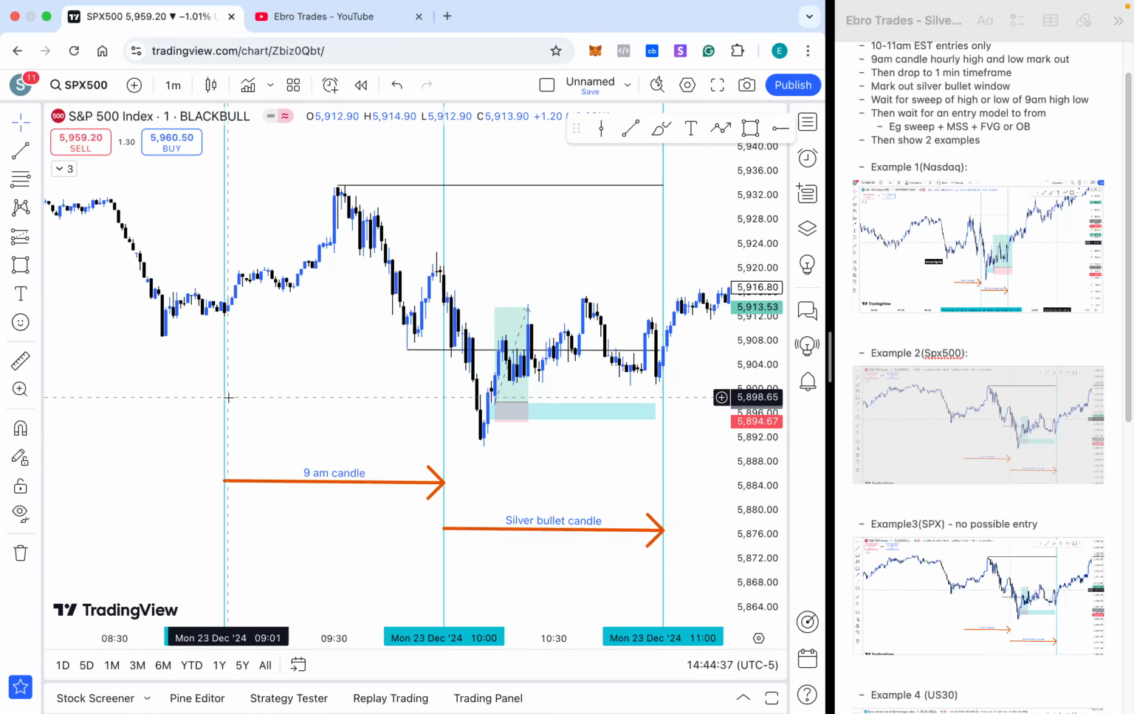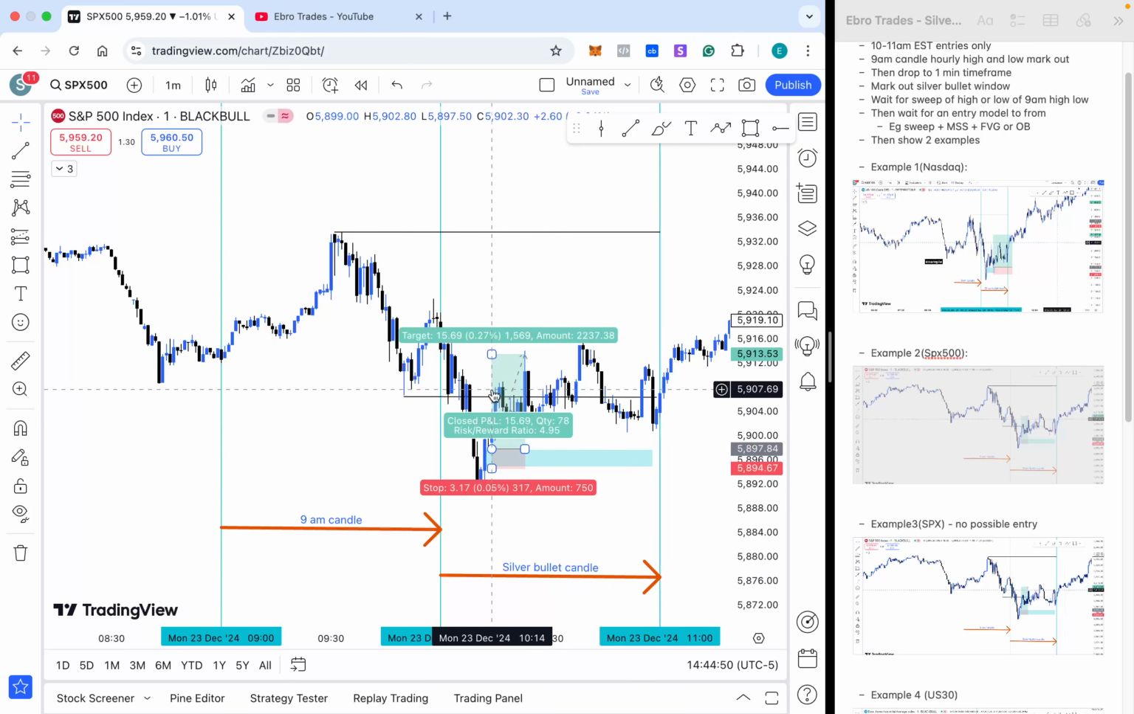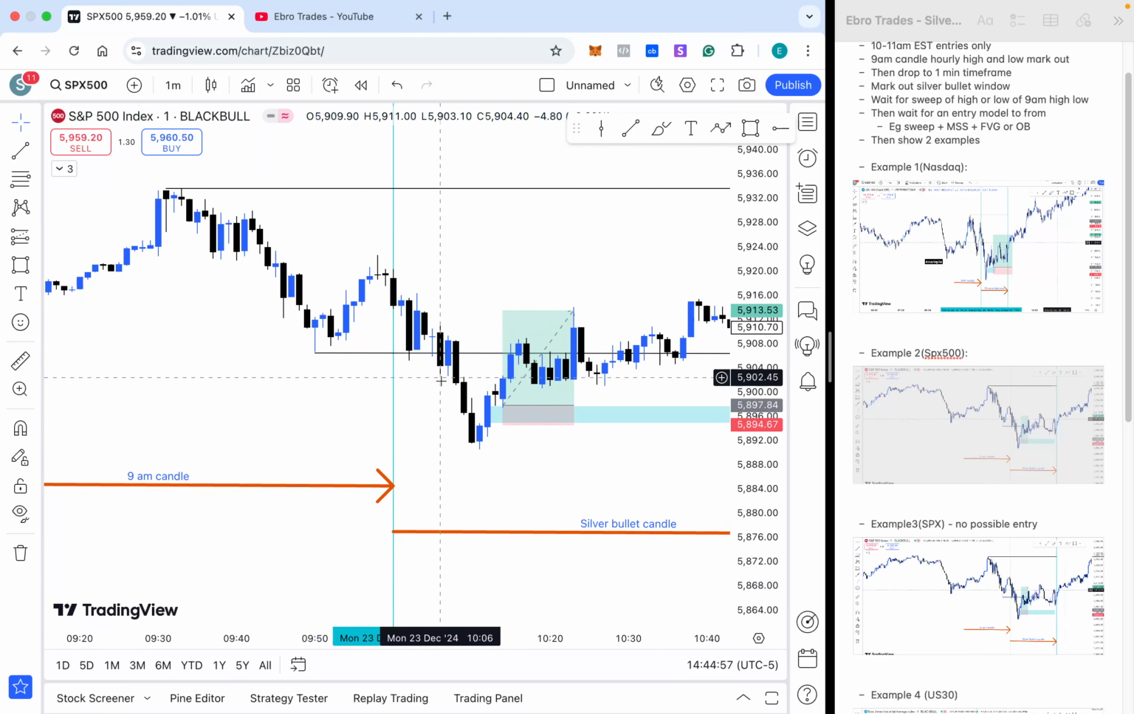I put a line at 9 a.m., put a line at 10 a.m. on the 1 minute time frame, just to show myself what the 9 a.m. candle price action is, then mark out the high and the low within this hour. As soon as I enter 10 a.m., I'm waiting for the low or the high to get swept. I see here, low gets swept.